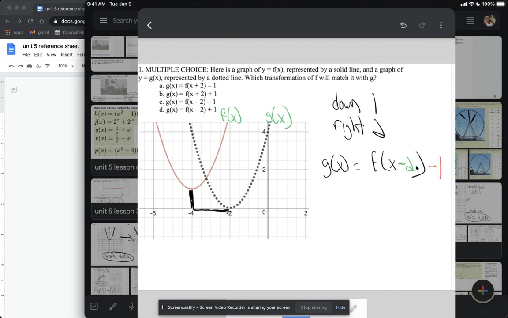So the answer to this one is going to be, it looks like C. That's the one that matches with what I wrote. So that is the answer to number 1.